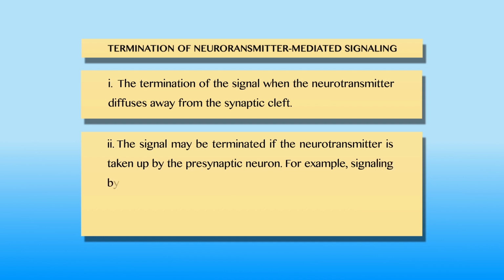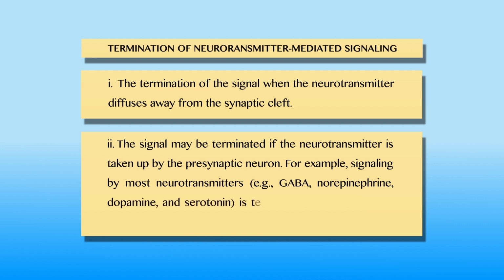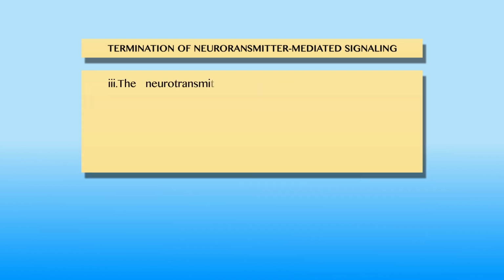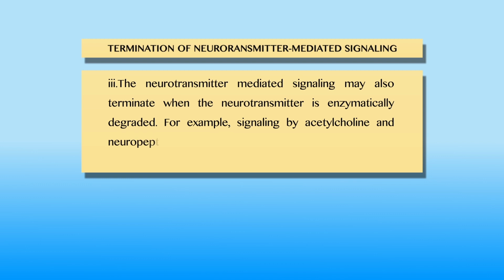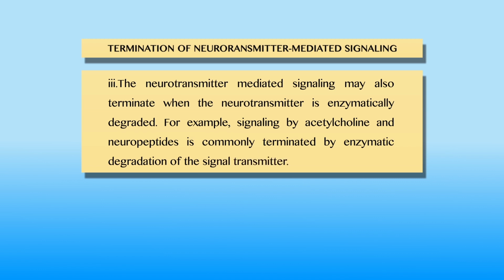For example, signaling by most neurotransmitters like GABA, norepinephrine, dopamine and serotonin is terminated by uptake of the neurotransmitters. In the third mechanism, the neurotransmitter mediated signaling may also terminate when the neurotransmitter is enzymatically degraded. For example, signaling by acetylcholine and neuropeptides is commonly terminated by enzymatic degradation of the signal transmitter.